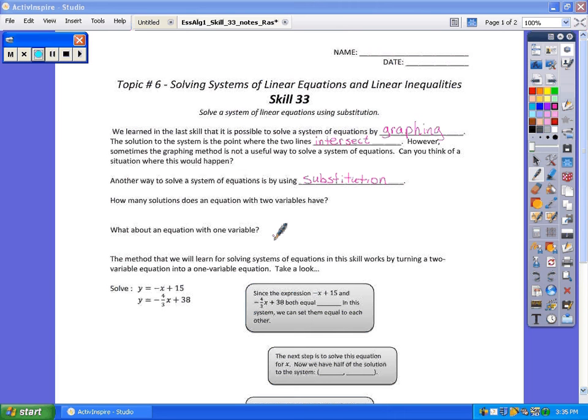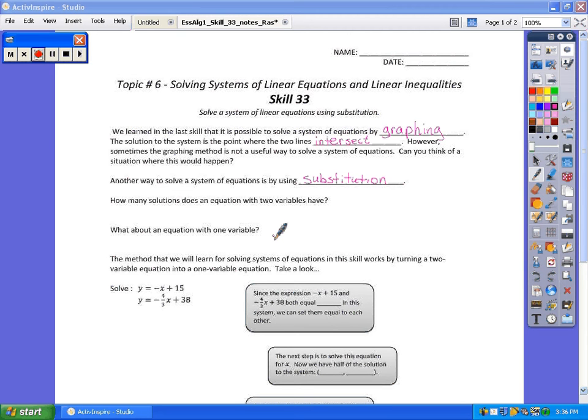Within Topic 6, this is Skill 33, Solve a System of Linear Equations by Using Substitution. We learned in the last skill that it is possible to solve a system of equations by graphing. The solution to the system is the point where the two lines intersect. However, sometimes the graphing method is not a useful way to solve a system of equations. Can you think of a situation where this would happen?